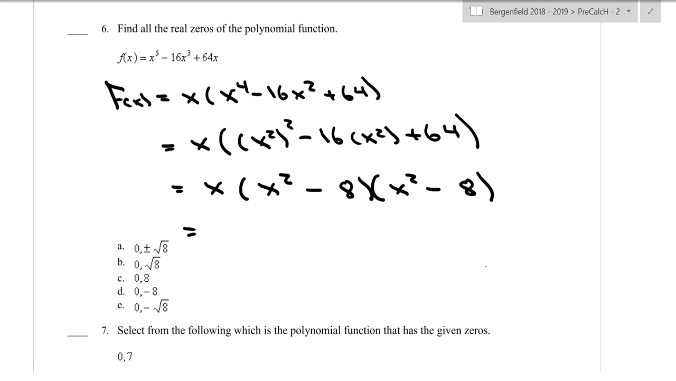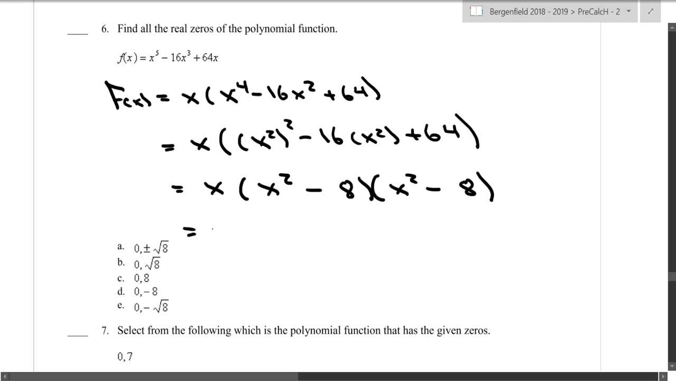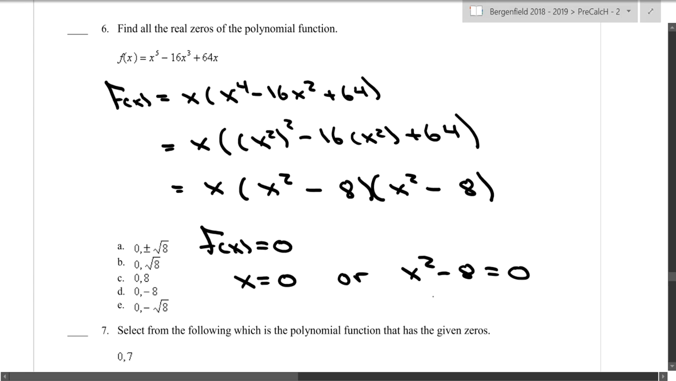Okay, and then since we want to find all the zeros, we know that we have to set f of x equal to 0. So setting all these factors equal to 0, we're going to get x is equal to 0, or x squared minus 8 is equal to 0. And so x squared is equal to 8. And one more move, forgive me, I'm going to do it up here, is x is equal to plus or minus the square root of 8.